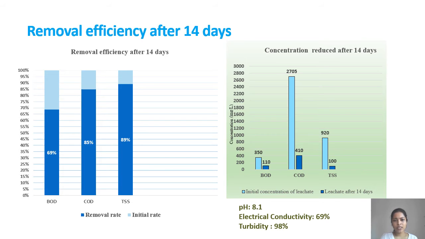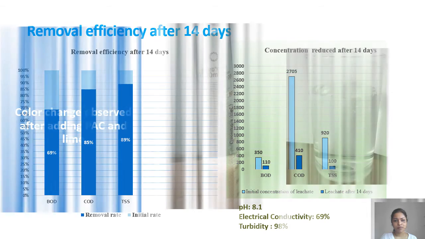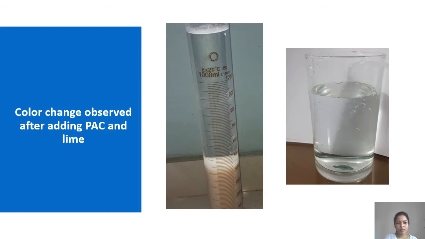Testing the leachate after 14 days of biological treatment, it showed that the turbidity level and electrical conductivity had improved by 98% and 69%, and the BOD level was reduced by 69%, COD by 85%, TSS by 89%. This slide shows the color change observed after adding polyaluminium chloride and lime.